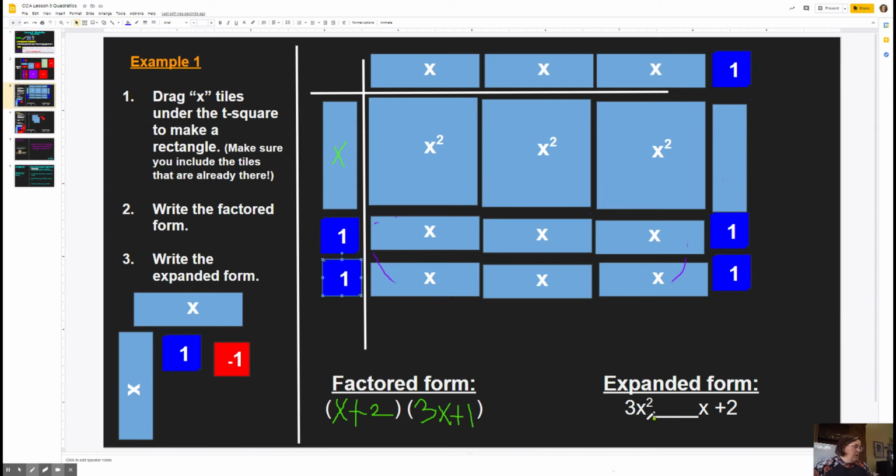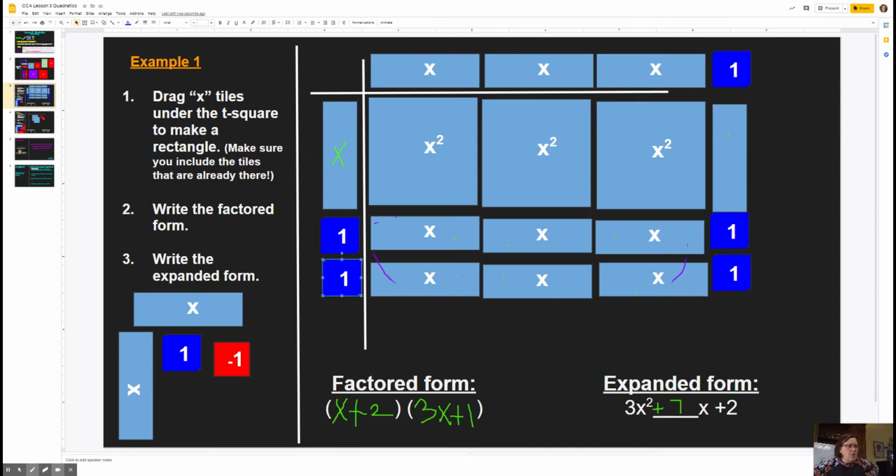And then the other thing, if you recall, I have these 3x squareds that we started with. I've got this 2 that we have here. And then all I'm going to do is count how many total x's I have, and that number is going to go on this space. So I've got 1, 2, 3, 4, 5, 6, 7. And then they're positive, so I'm going to say plus 7x. And that's what you're looking for.